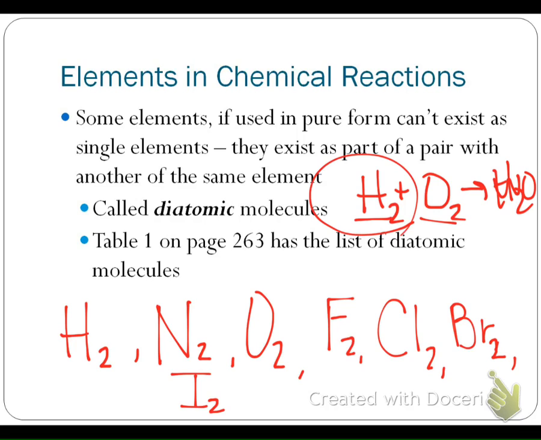If we're talking about an elemental version of hydrogen or oxygen or chlorine, fluorine, any of these diatomics, they've got to be in that pair. So it's H2, O2, N2, all that kind of stuff. Okay, any questions about diatomics? That's a list that you'll have to know, have to be familiar with, okay?